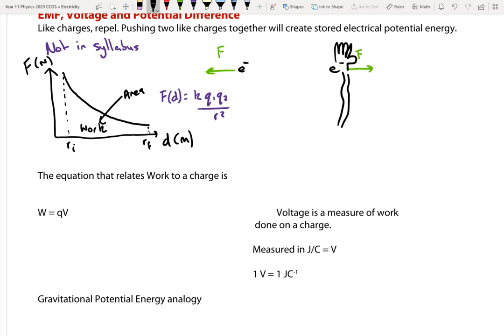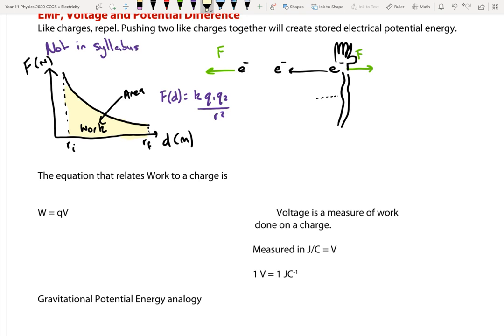And I bring that electron so that he's here. Okay, so I move him. Well, I would do work. All of this area underneath is the amount of work that I had to do to bring those two electrons together. And so there's stored energy, like a compressed spring. Imagine I had a spring and I compressed it. You go, okay, yes, there's a store of elastic potential. If I let it go, it goes flying off.